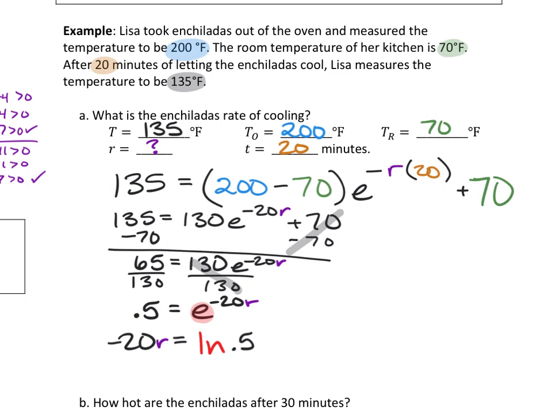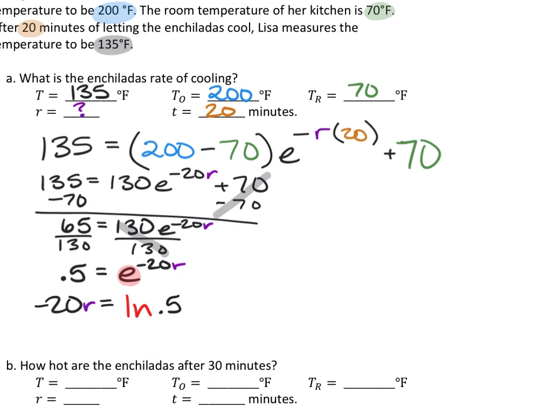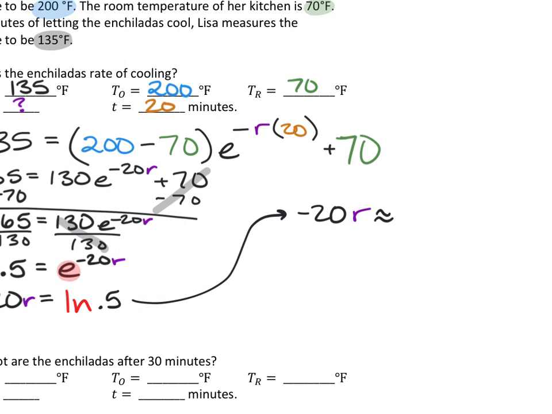Do y'all still follow the log loop? I just switched their sides, yes? What is the natural log of 0.5? We're not going to be able to do that in our head, but we don't need to use change of base. There's a button for natural log. When you press natural log of 0.5, what do you get? We would get approximately negative 0.693, because we rounded.